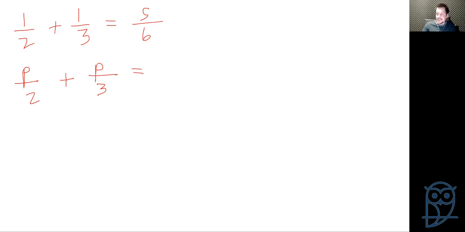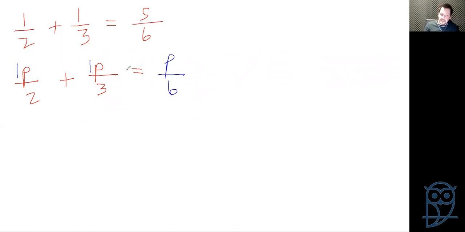But remember, if there is just a p, we know that there's a coefficient there. And remember what a coefficient is? The coefficient is the number in the front. So if we don't see a number, the number is 1. So it's 1p/2 plus 1p/3. Fantastic news. So then what that means is we are actually able to do exactly the same method to add these together because my variables are not in my denominator.